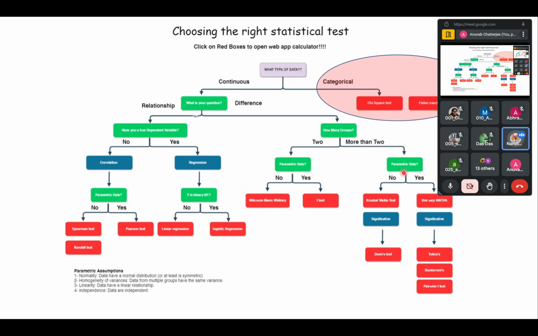Sir, I have a question. Yes, please go ahead. Sir, does this parametric data mean like a group of data, and is it always more than two, or is there a specific number to denote parametric data? Oh, you want to know what parametric means.